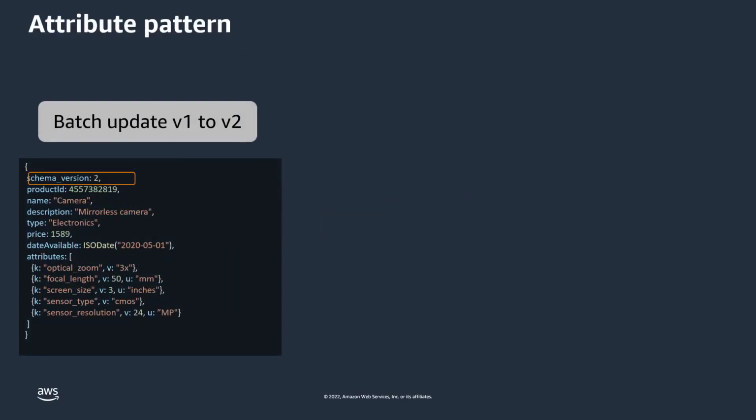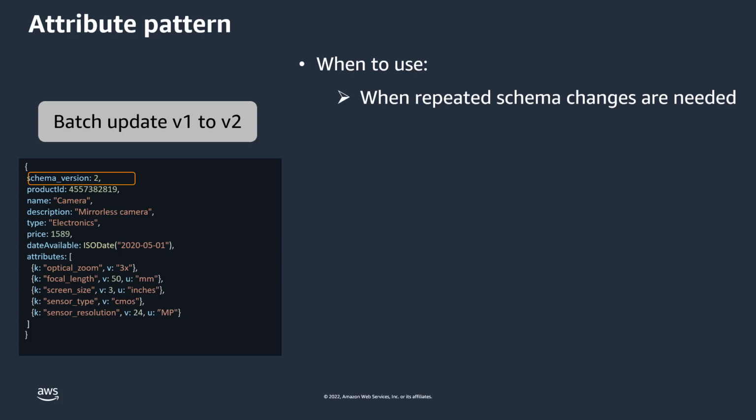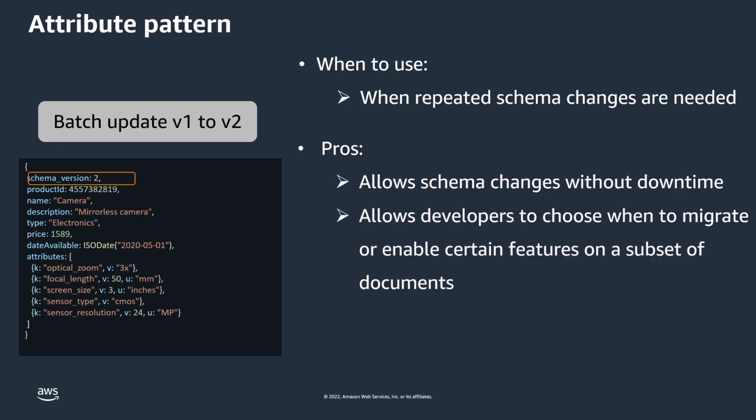To update all documents, you can batch update in the background from one schema to another. And the flexibility of Amazon DocumentDB model allows for all of this to occur without downtime of the database. The schema versioning pattern is great for when application downtime is not an option, and updating the documents may take hours, days, or weeks to complete. Additionally, it provides the developers the opportunity to better decide when and how data migrations will take place, or also, and this is one of my favorite, you can enable certain feature flags on a subset of documents.